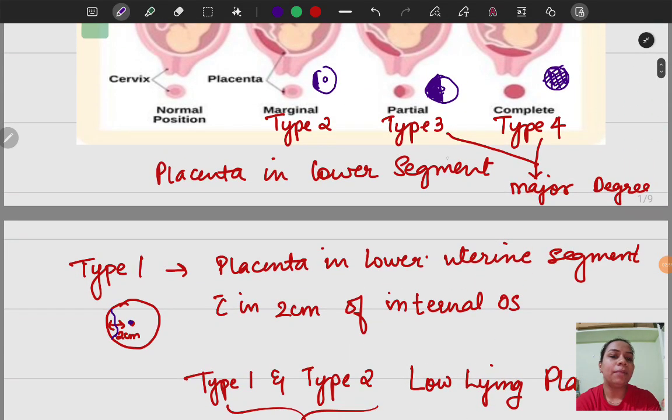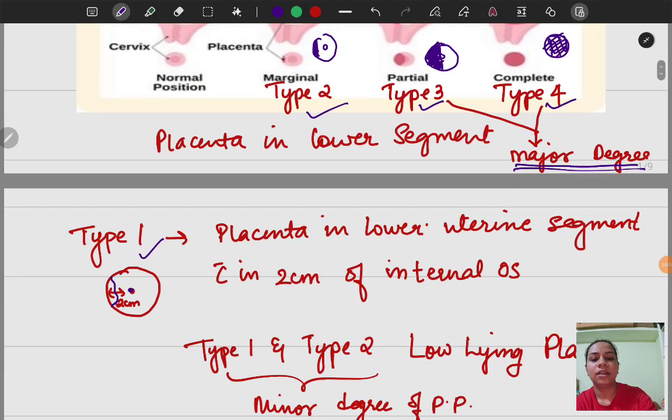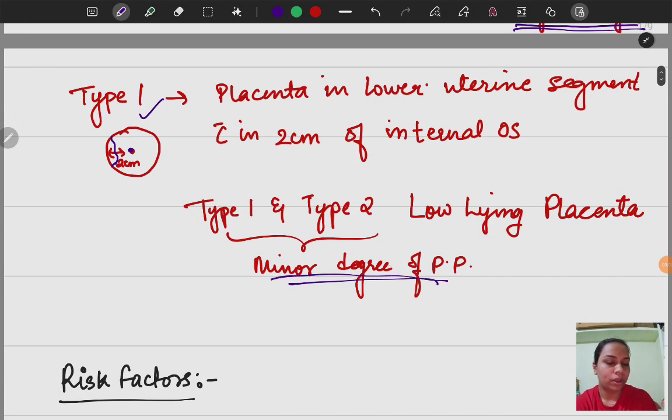So among these, type 3 and 4 are considered as major degree placenta previa, and type 1 and type 2 considered as minor degree placenta previa, okay. So there are some terms like type 1 and type 2 are given a term as low lying placenta, and type 3 and type 4 are given a term as placenta previa. So when someone is saying placenta previa, you have to consider it as type 3 or type 4, and when someone is saying low lying, that means it is type 1 and type 2 only.